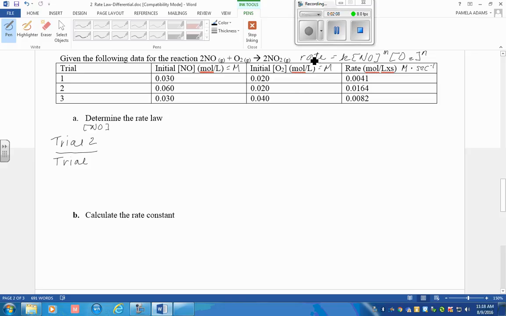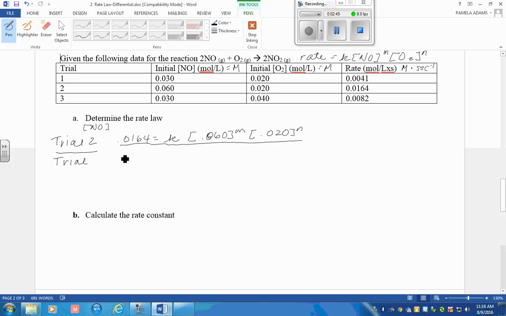So then I just take the experimental data and put it into the rate law. And the experimental data for trial 2 is 0.0164 is equal to the rate law constant times the concentration of NO raised to some power times the concentration of O2 raised to some power. Not quite sure why, but we always use m and n for our exponents. If I had more than 2 reactants, I would then go to o.